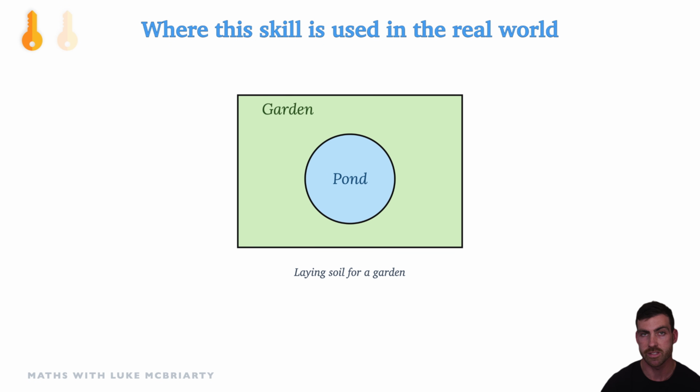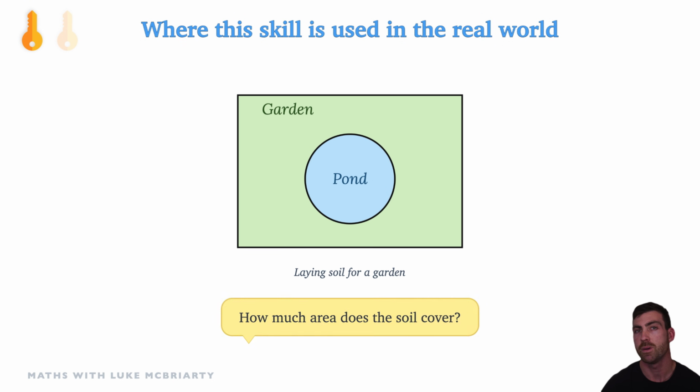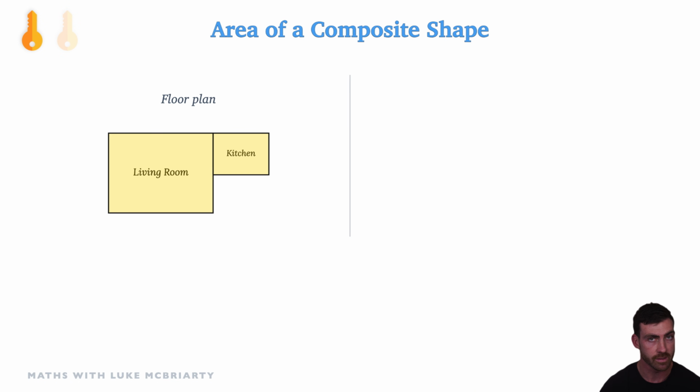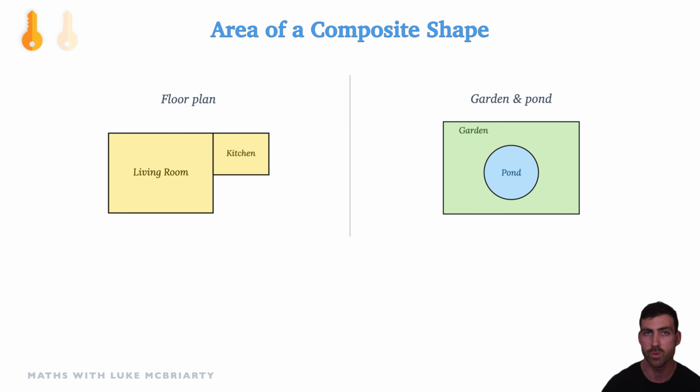Now imagine this instead. You're laying soil for a garden, but right in the center, there's a pond. So now the question changes. How much area does the soil cover? It turns out both of these problems use the exact same idea. Even though they look complicated, they're actually built from simple shapes you already understand.